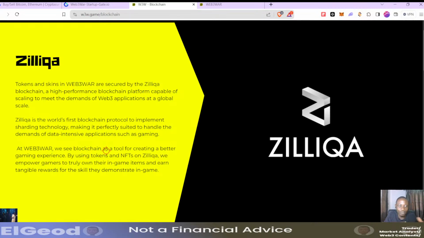At web3war, their focus is blockchain as a tool for creating a better gaming experience, and by using tokens and NFTs on Zilliqa, they aim to empower gamers to truly own their game, which of course explains the place of Web3 in the sense of Web3. And look at that shot I'm making. Ownership. I said that earlier on, that is the highlight of any Web3 protocol, how to own.